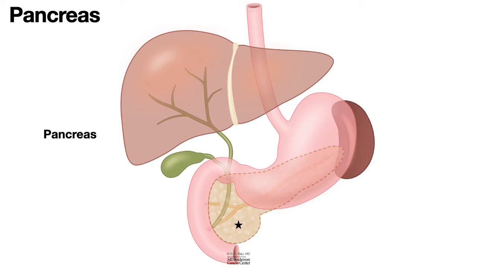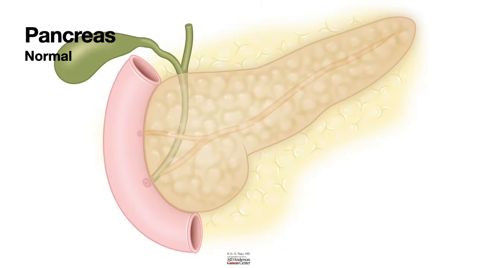We have learned about the location of the pancreas, and here is a normal pancreas. The pancreas has gland structure in the form of lobules, and the glands secrete pancreatic juice that is collected by the pancreatic duct, and the ducts drain into the duodenum.